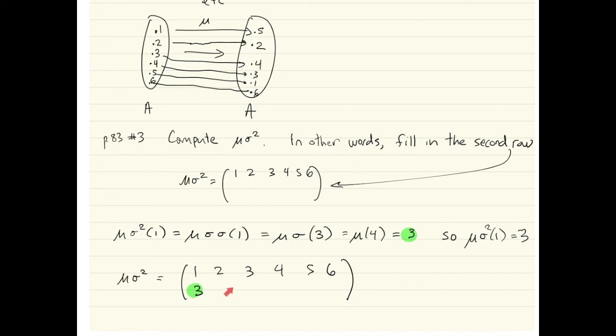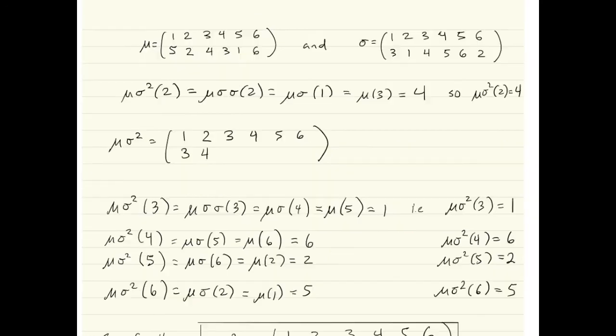Likewise, we've got to fill in the rest of this. It's a little bit tedious, and we're going to find an easier way to do it. But on the next slide, I do a little bit more of the details. Okay, so once again, here are mu and sigma. I've just copied them over, and we have to continue filling in this second row.